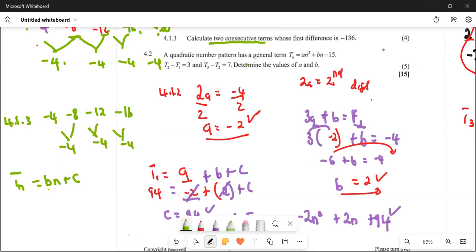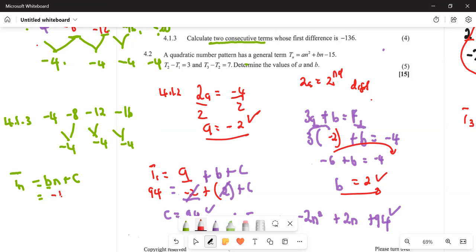And then our b is our constant. What is our first common difference? It's negative 4. Negative 4n plus c. And then using term number 1, what is term number one?